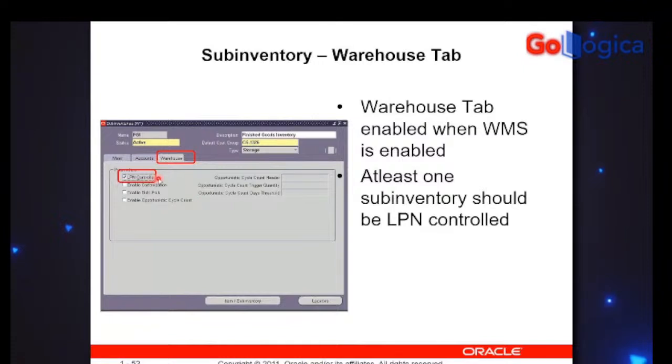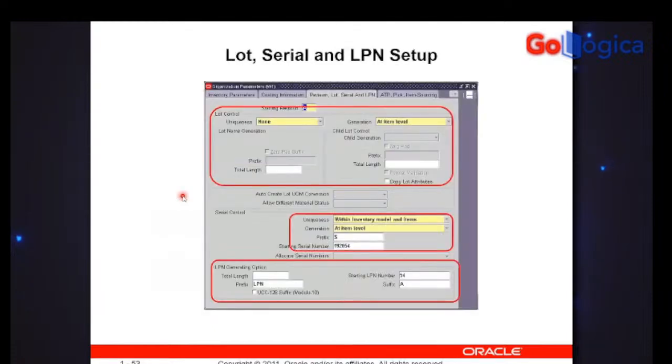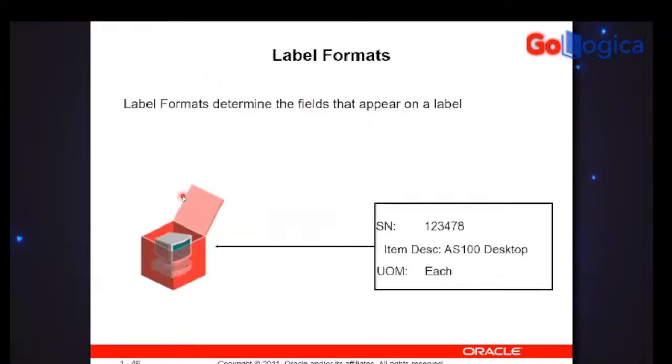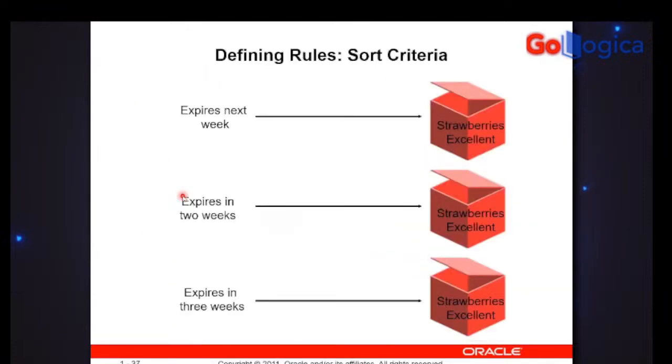At least one of the subinventories should be LPN control in a WMS org to perform the transactions. You can also enable cartonization or enable bulk pick against this particular subinventory. And opportunistic cycle count can be done on a specific subinventory also. So all these setups can be done here. Now coming back to our normal PPT discussions.